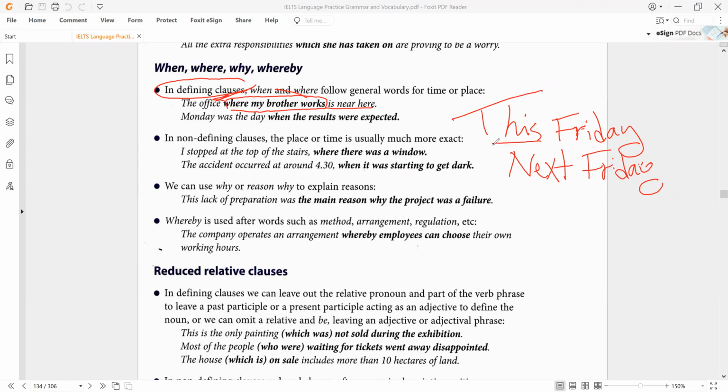This Friday means, come on, what is the day today? Today is a Tuesday, right? So we have Tuesday, Wednesday, Thursday, then Friday. So this Friday means 3 days from now. Okay, how about next Friday?